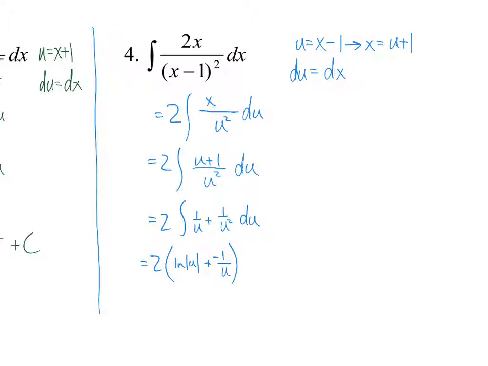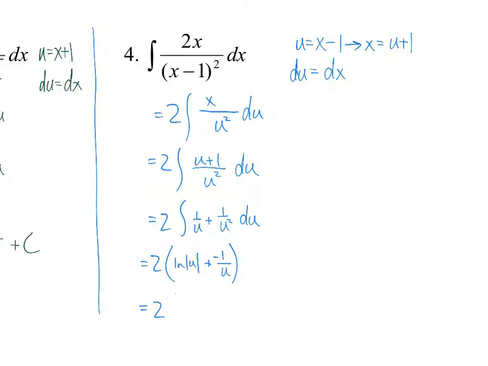Some of you still had the 2's in there, and that was fine. I factored the 2 out earlier, but okay. So u to the negative 2, you add 1, it's u to the negative 1 divided by negative 1. So since it's negative 1 power, I pull it down so it's negative 1 over u. Okay, now I do need to plug in the u.